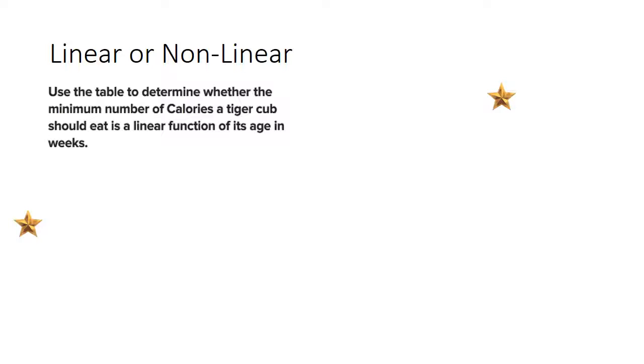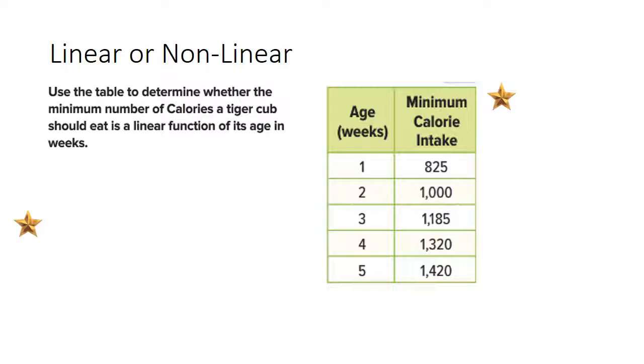Here's another example that says use the table to determine whether the minimum calories a tiger cub should eat is a linear function of its age in weeks. So we need to find out if this table is linear or nonlinear. Pause the video if you think you can do this example on your own, then check to see if your answer matches my answer. If you're unsure of how to do this with me, follow along in your notes and you'll have a chance to do another example in the next slide.